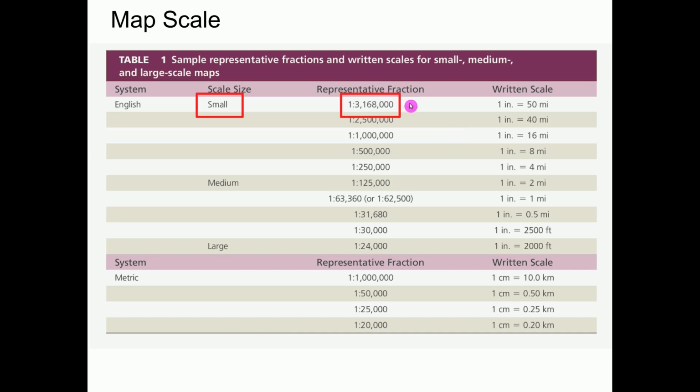Small scale: the larger the denominator, the smaller the scale. Large scale, 1 to 24,000. That's the scale that the entire United States, or at least the lower 48 states, has been mapped at with topographic maps, 1 to 24,000. So there's the representative fraction, and here's a written scale.